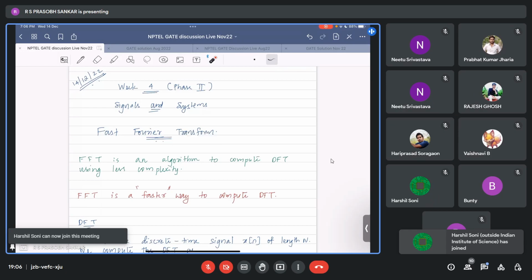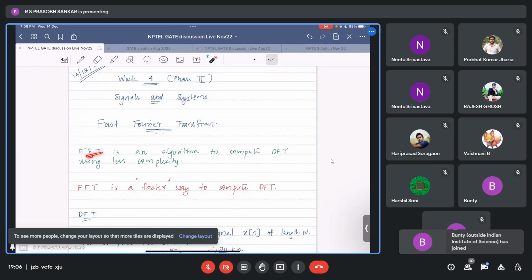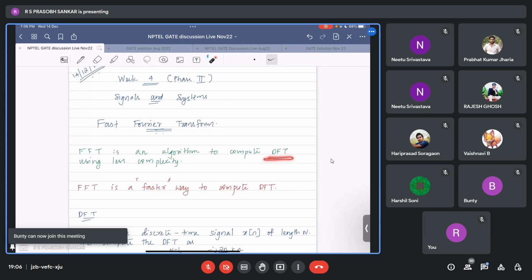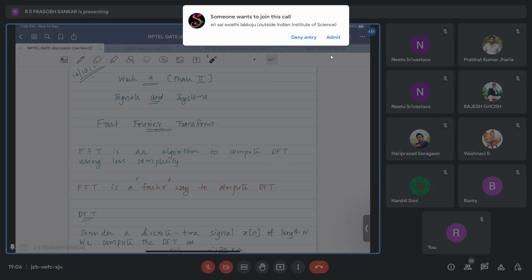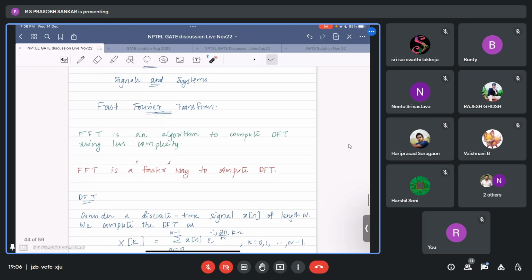So let's start today's session. We'll be discussing the fast Fourier transform today. This fast Fourier transform is an algorithm to compute the DFT using less complexity. FFT is not exactly a new transform, but it's a faster alternative algorithm to compute the DFT.